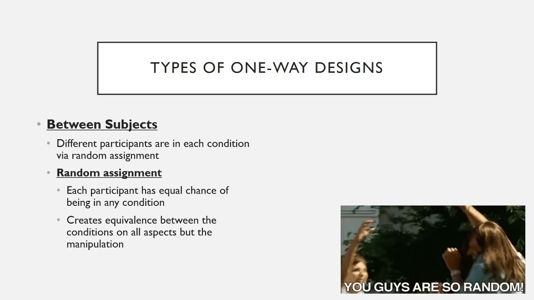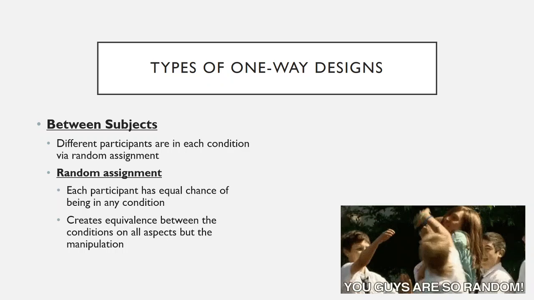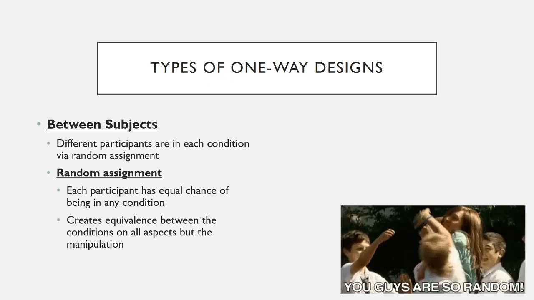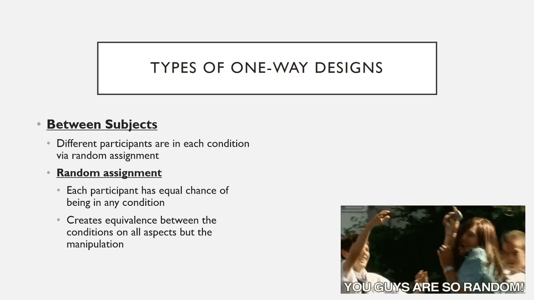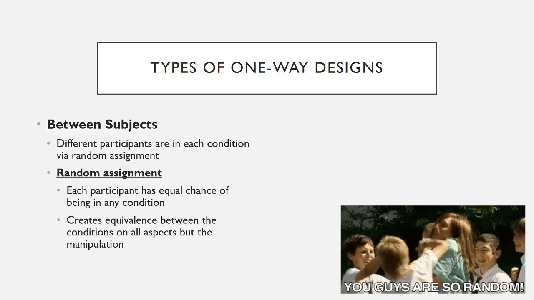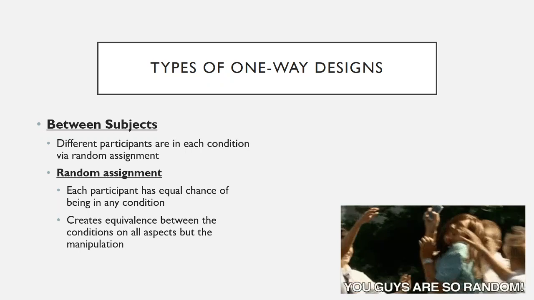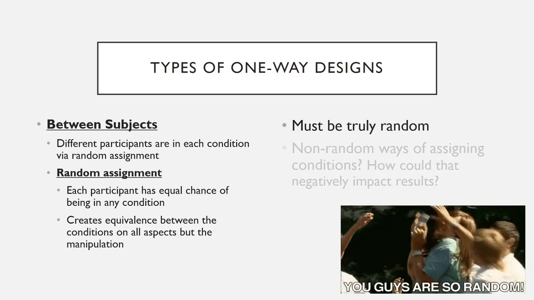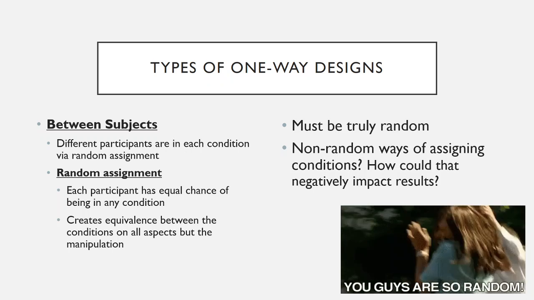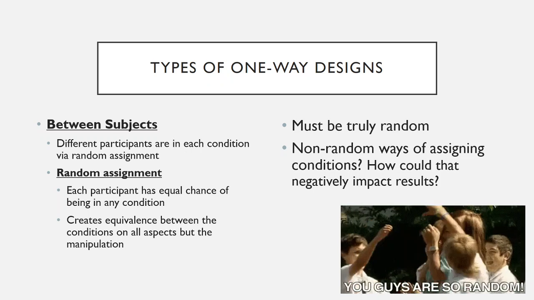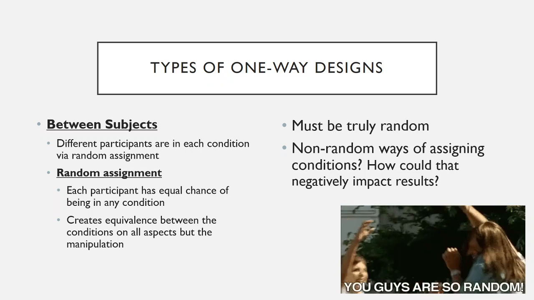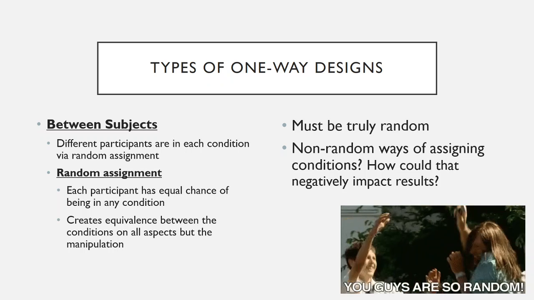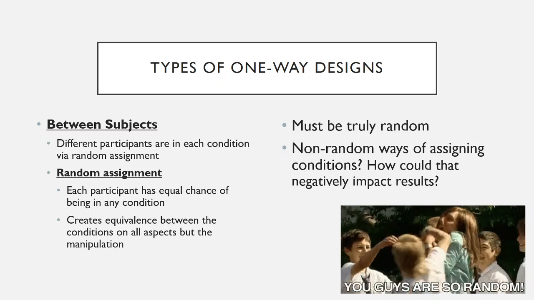Something as simple as having different school years, like all the freshmen are in one condition versus all the sophomores are in another condition, is a non-random criteria, and all of that is a no-go because you would always have the lingering doubt that any effects of the IV were due to this other non-random characteristic. Okay, so all of this is to say the assignment must be truly random, because any non-random way of assigning participants based on demographic characteristics, based on geographic location, based on time when participants take the survey, right? All of that could negatively impact the results.